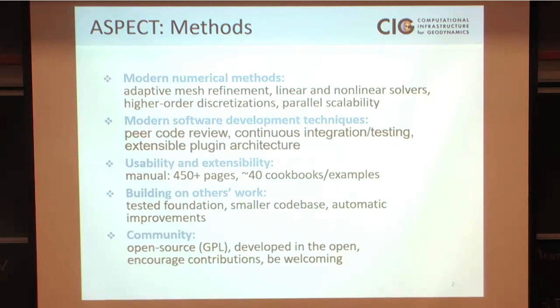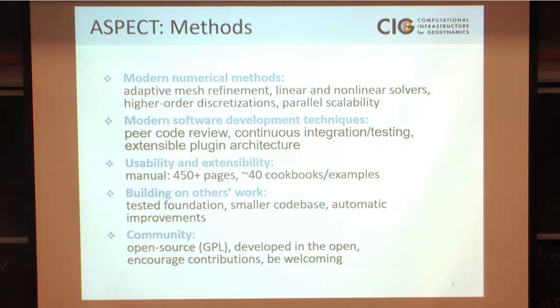ASPECT uses an extensible plugin architecture so that if you want to change something about the code, you don't have to dive into the details of the core structure. You can most likely create your model by just changing one of the outer plugins, which is much simpler than trying to modify the core structure. I could give a full lecture on this, but I won't at the moment because we don't have the time. But we try to keep the code usable and extensible with good documentation and a big manual of 450 pages by now. We try to build on others' work, and this is also something relatively new.